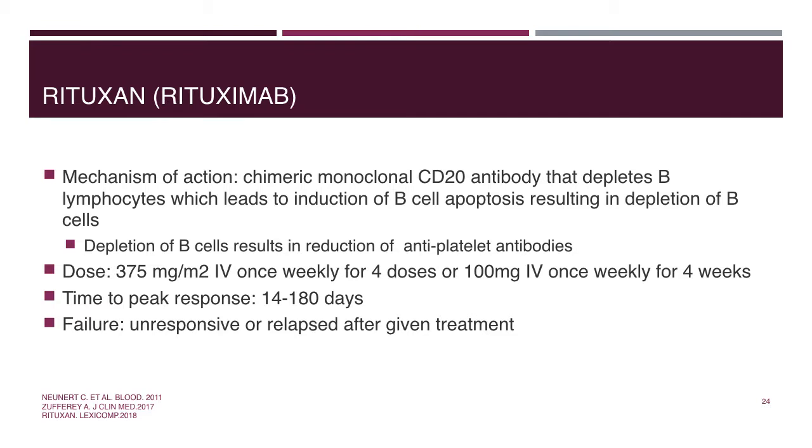Rituximab is a chimeric monoclonal CD20 antibody that depletes B cells, leading to apoptosis, which leads to a reduction in antiplatelet antibodies. Guidelines currently recommend Rituxan as a second-line treatment at a dose of 375 milligrams per meter squared IV once weekly for 4 doses. However, more recent studies have been looking at the drug in the frontline setting alone or in combination at the doses listed here. Peak response is 14 to 180 days, so quite a bit longer than the previous 2 treatments that we've looked at.